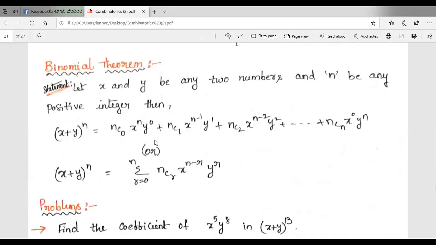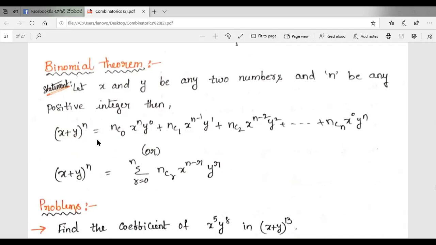So next topic వచ్చేసి binomial theorem. Okay. So statement of binomial theorem is, let x and y be any two numbers and n be any positive integer, then x plus y whole power n is equal to nC0 x power n y power 0 plus nC1 x power n minus 1 y1 plus nC2 x power n minus 2 y square plus and so on plus nCn x power 0 yn.